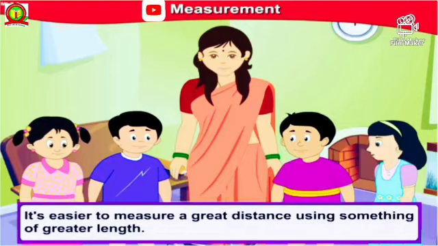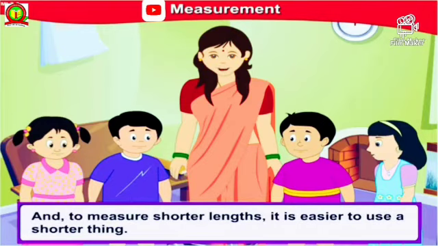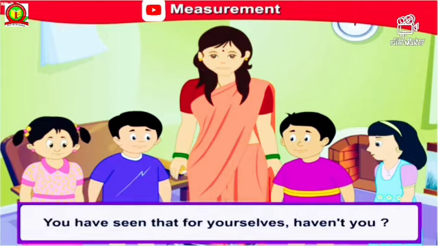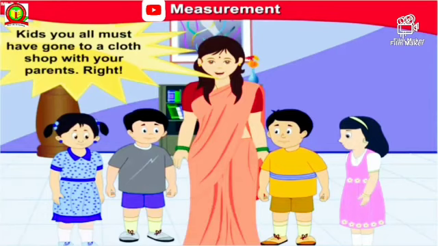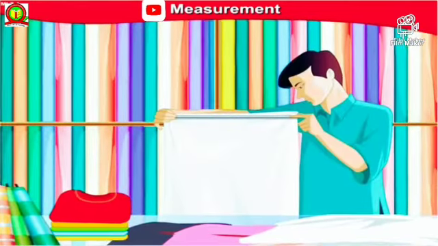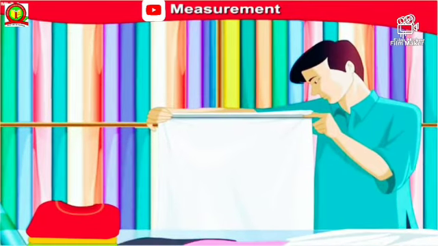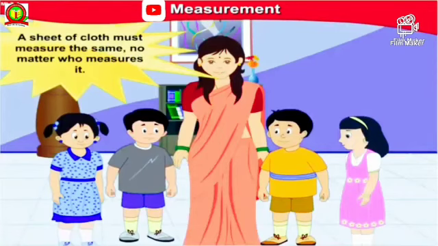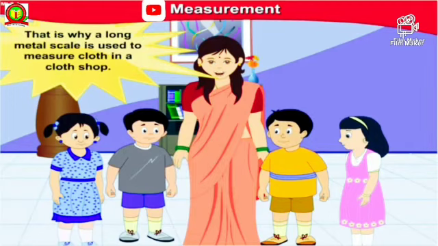It's easier to measure a great distance using something of greater length. And to measure shorter lengths, it is easier to use a shorter thing. You have seen that for yourselves, haven't you? Yes! Kids, you all must have gone to a cloth shop with your parents, right? Yes! Well, there you must have seen somebody measuring a sheet of cloth with the help of a long metal scale. Yes! A sheet of cloth must measure the same no matter who measures it. That is why a long metal scale is used to measure cloth in a cloth shop.